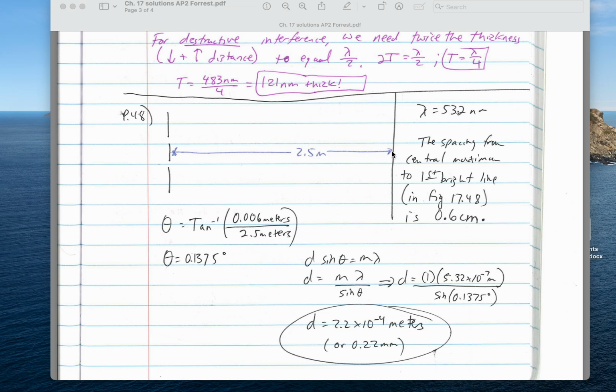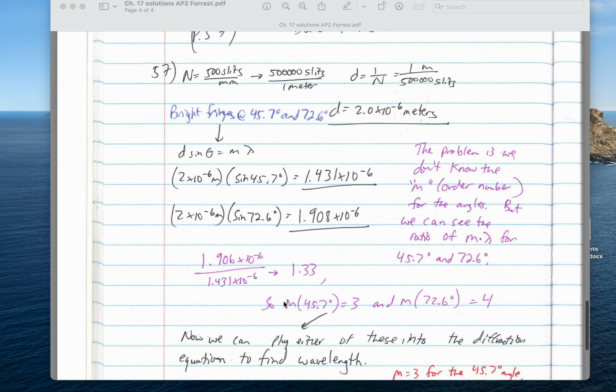We had bright fringes that seemed to be about 0.6 centimeters off, so that's 0.006 meters. So I could get this angle here. That angle, when I look at d sine theta equals m lambda, and that 0.006 meters was between bright fringes, so that's a 1 wavelength difference in path length, so I put 1 here for the order number. So essentially, I rearrange this equation to solve for d. 2.2 times 10 to the negative 4th meters.